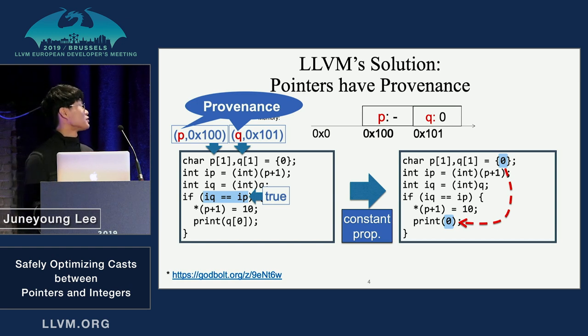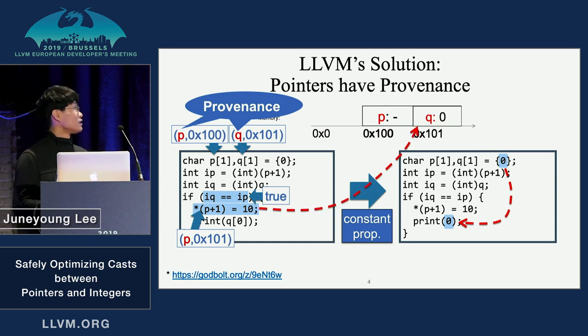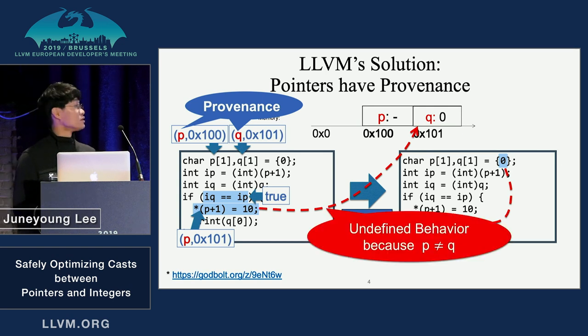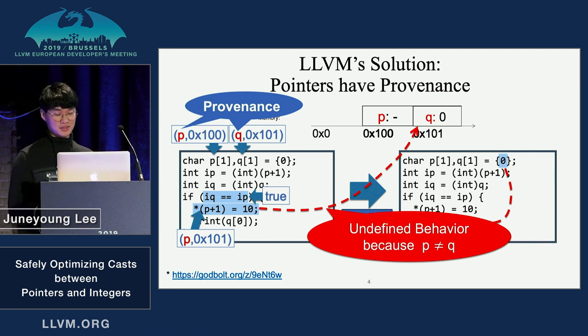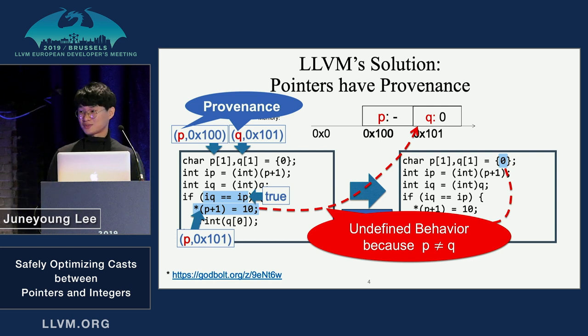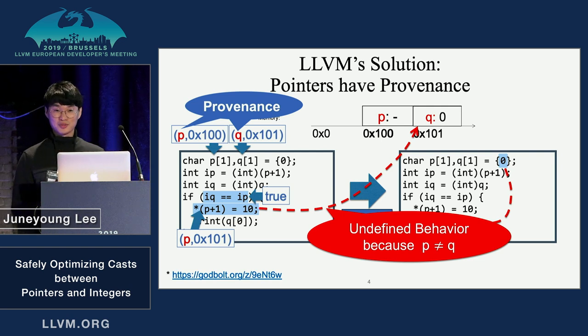Again, this comparison becomes true, but now in this statement, p plus 1 has provenance p. And this statement tries to update the value at address 101, where object q is allocated. So in this case, we can say that there is undefined behavior, because there is an object q, but you are having provenance p. So it is valid for the compiler to optimize a program with undefined behavior into any form. So the constant propagation optimization is valid, again, logically.